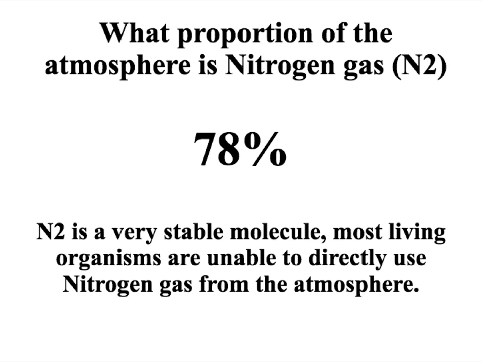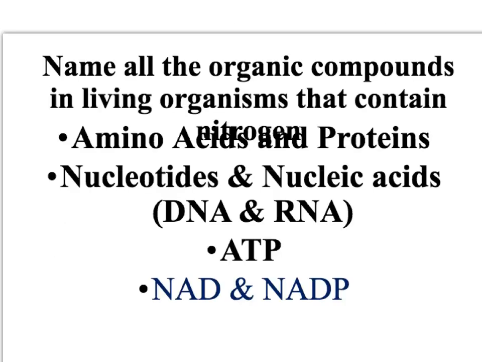So nitrogen is the most abundant gas in the atmosphere, but living organisms are unable to use it directly. It's a very stable molecule. However, it's an incredibly important element that forms some really important molecules in living things.